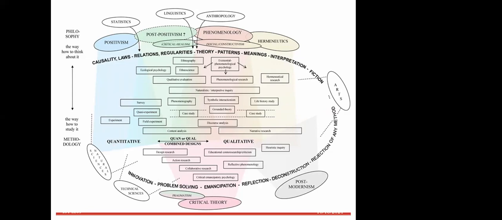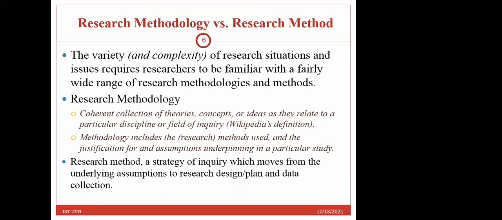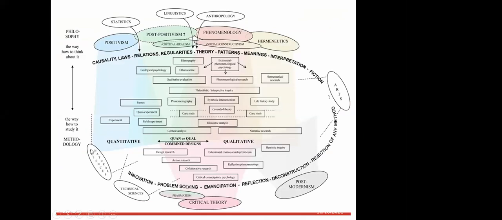Now, I want to go slowly so that I'm sure you're with me. Let me just go back a bit there. That this slide, that's what we meant, that the research methodology is a coherent collection of theories, concepts, and ideas as they relate to a particular discipline or field of inquiry. In this slide here, these are the disciplines. Each of these disciplines, humanities, these disciplines have their way. Our discipline is this one, technical sciences.